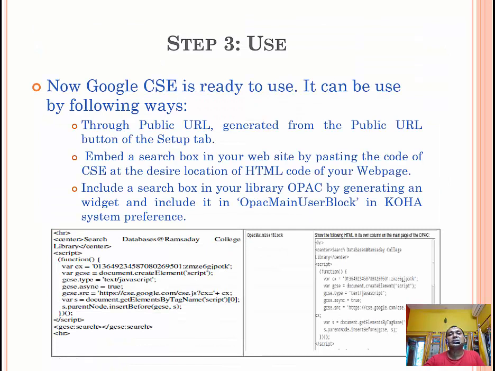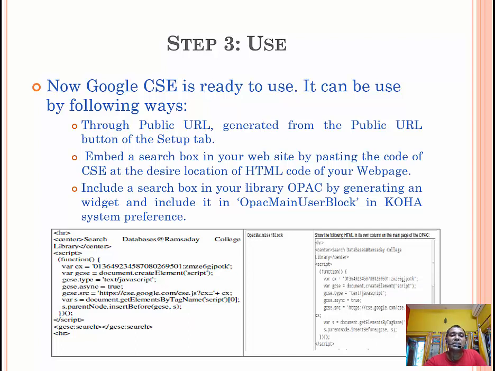Now step 3 is use. The most important is how to use our custom search engine. As we already told, we can use it in 3 ways. Number 1, through the public URL, which we have got from the control panel section, generated from the public URL tab in the setup tab. Next, by embedding a search box in your website by pasting the code of CSE at the desired location of the HTML code of your web page. I have already told you that from the get code button you will receive an HTML code. This code you can paste at any desired location of the HTML code of your web page.